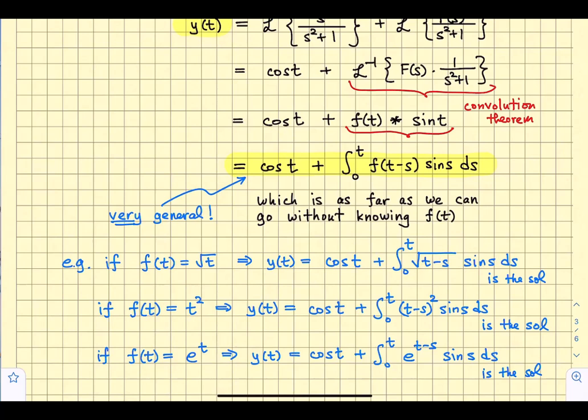Same thing if f of t was t squared. Notice how low overhead this is. I just replace this with t minus s quantity squared, and there you go. That quickly, almost instantaneously, because I don't have to redo all this Laplace transform work. I've got the solution. If it's e to the t, then I get this. So very, very quickly, I can have lots of different forcing functions, and I'm free to calculate and or experiment as I like.